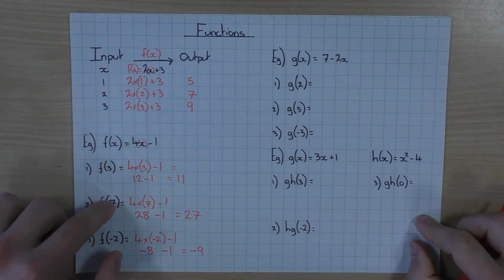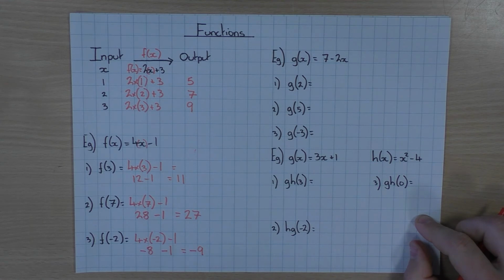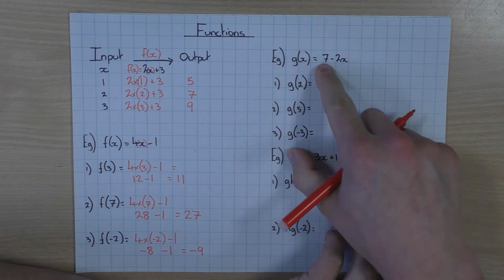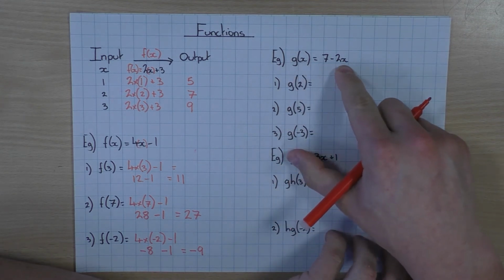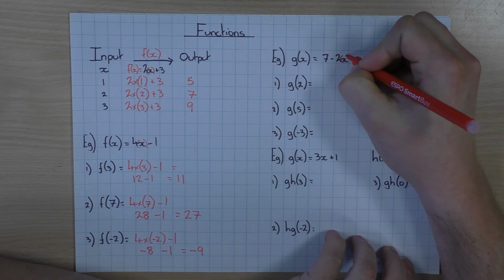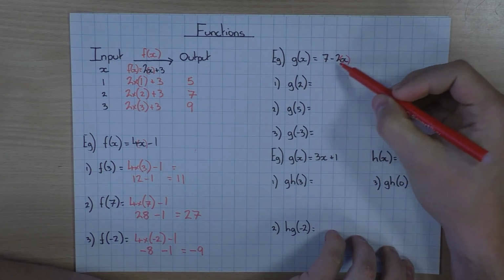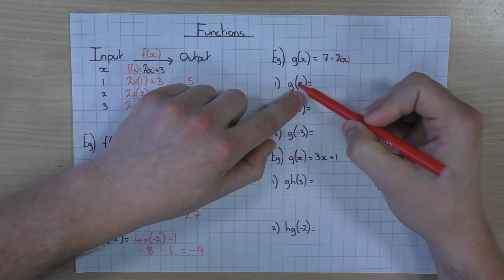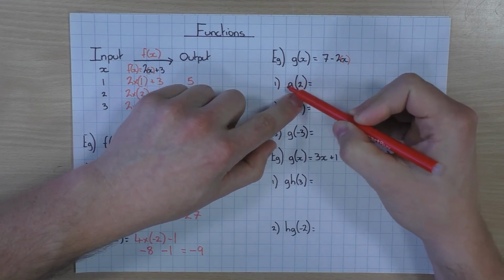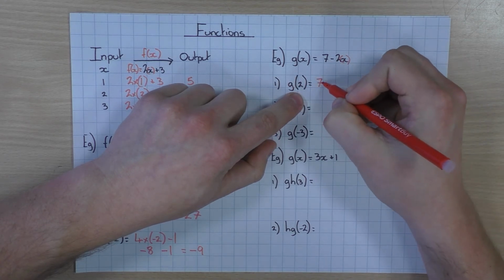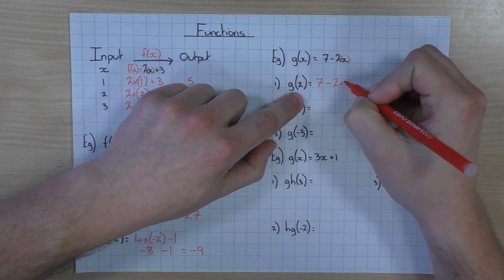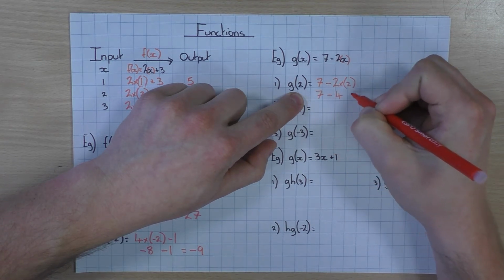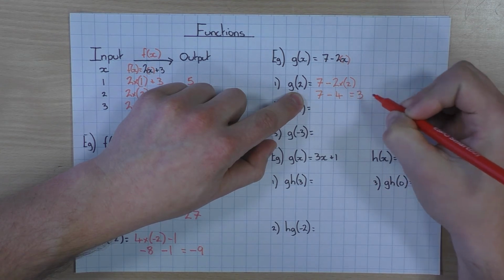So all I'm doing is inputting these values into this function. Sometimes they don't use f. Sometimes they say the function g of x. This time I've got 7 minus 2x. Again, I'm going to put a bracket around my x's, because that's where I'm going to input my values. Let's go with this one: I'm going to input 2 into the function g. That's going to be 7 minus 2 times 2, which is 7 minus 4, which of course gives me 3.